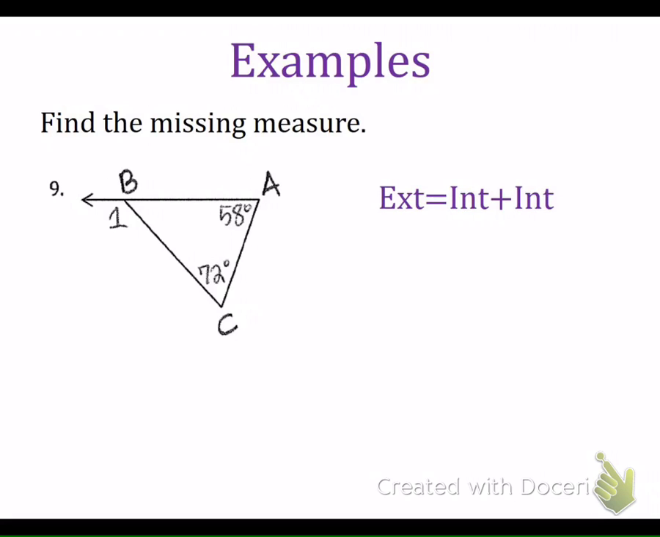All right, so an exterior angle is an interior angle plus an interior angle, but they have to be across the triangle. So we are going to do 58 plus 72, which is 130. That's the same thing as angle 1.